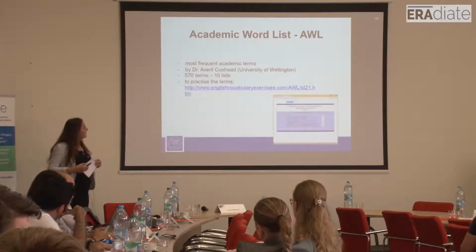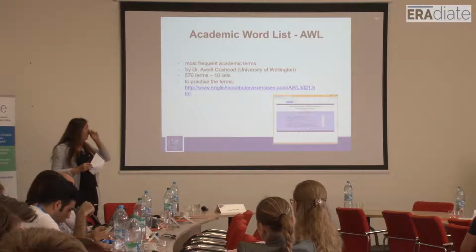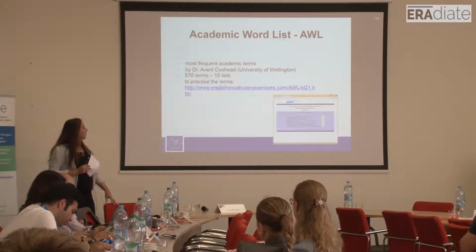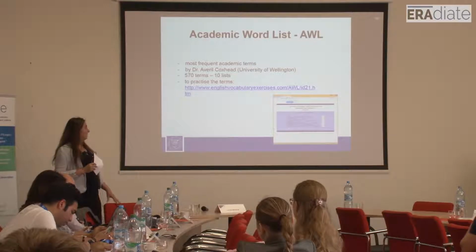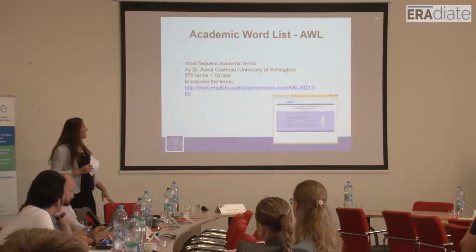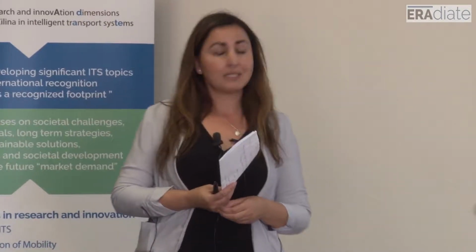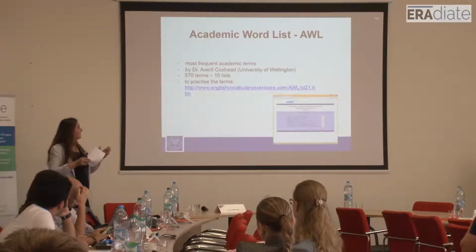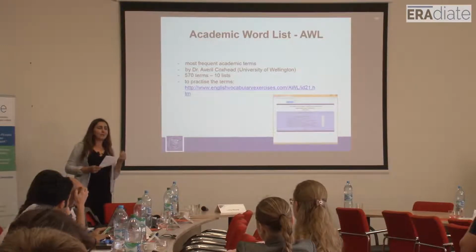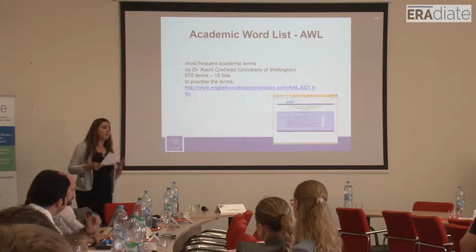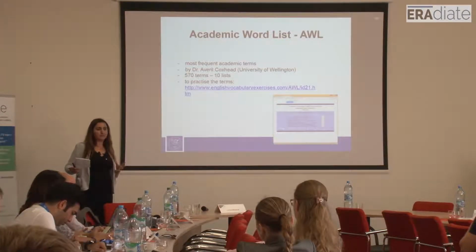Okay, the academic word list is a list of most frequent academic terms. It was compiled by Dr. Coxhead from the University of Wellington and contains 570 terms. They are organized in 10 lists, and these are common core terms, like they are common for most scientific disciplines.